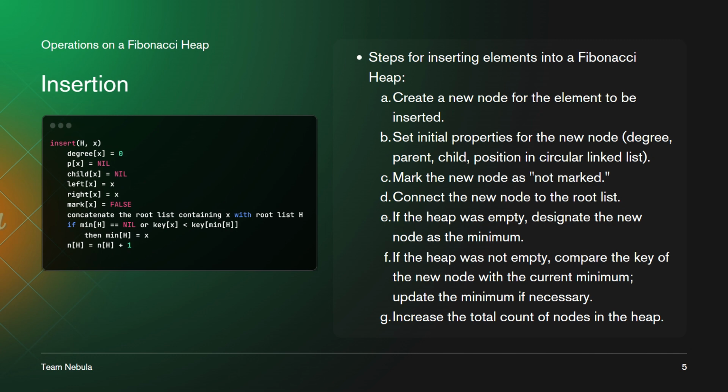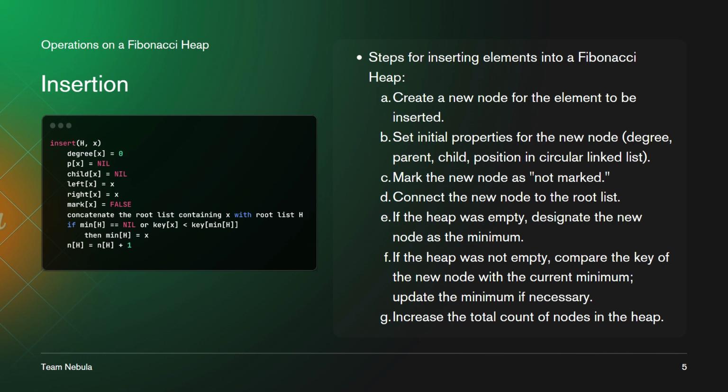Alright, let's talk about how we insert elements into a Fibonacci heap. Here is how the process works step by step. First, we create a new node for the element we want to insert. We set some initial properties for this new node, like its degree, which is initially 0, parent, which is initially set to nil, meaning no parent, and child, also initially nil, and it's positioned in the circular doubly linked list, with both left and right set to the node itself. We also mark this new node as not marked to keep track of certain operations.